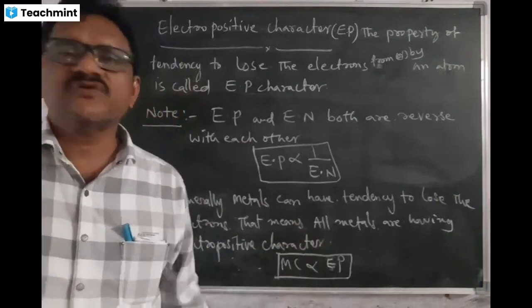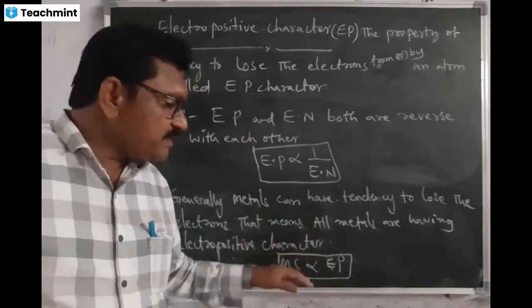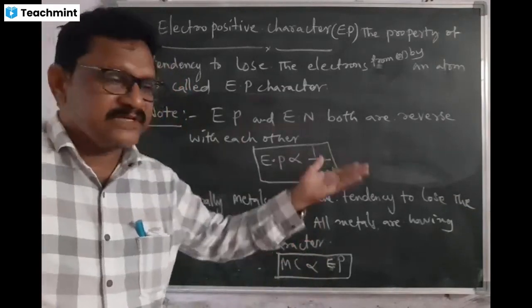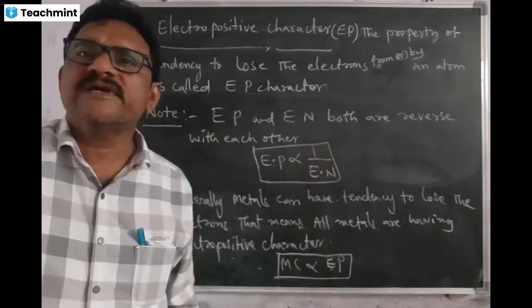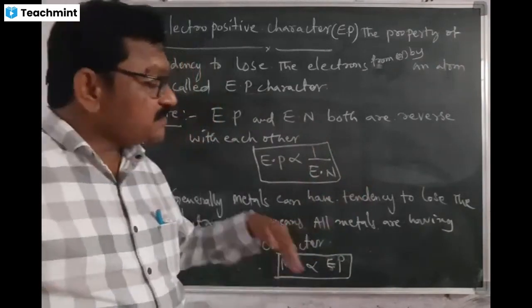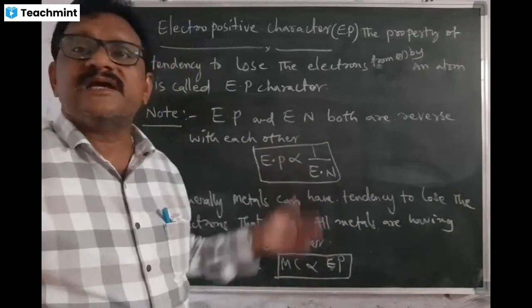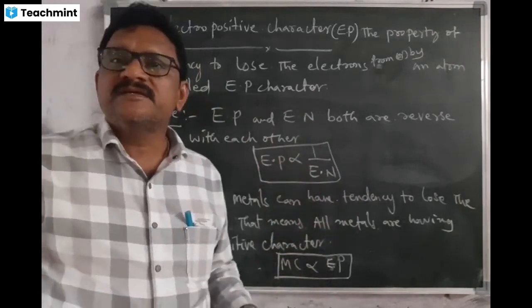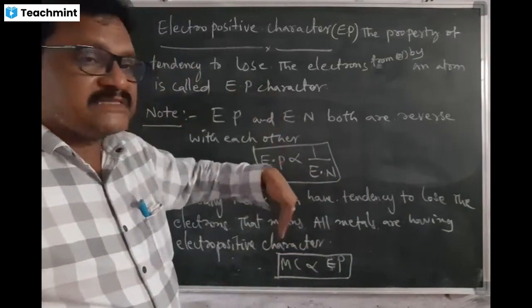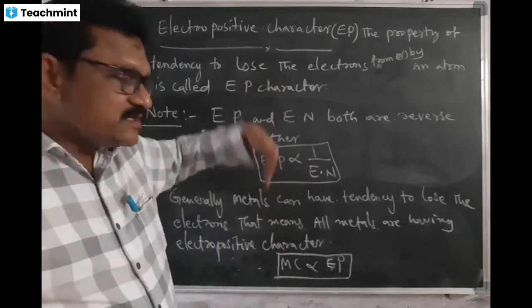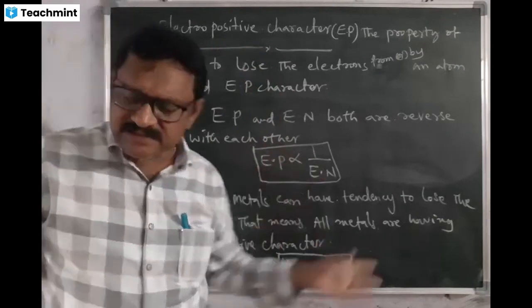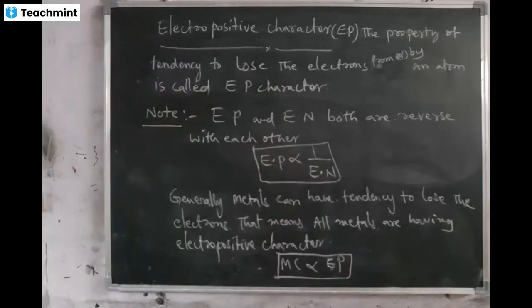So now we will see what happens to electropositive and metallic character down the group and in the period. It is very easy to understand, because already we studied the reverse phenomenon, electronegativity. Down the group, electronegativity decreases, so electropositive character increases. Reverse with each other. This is very easy.